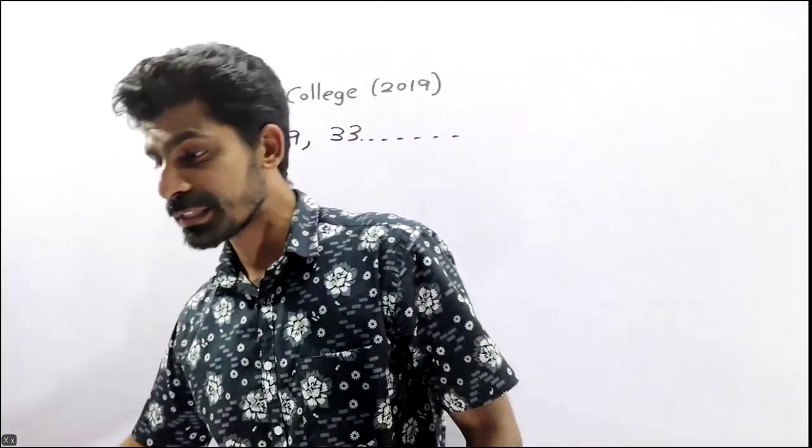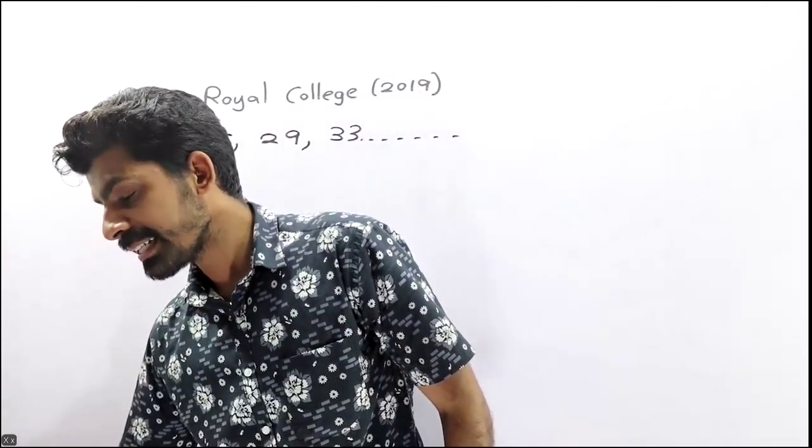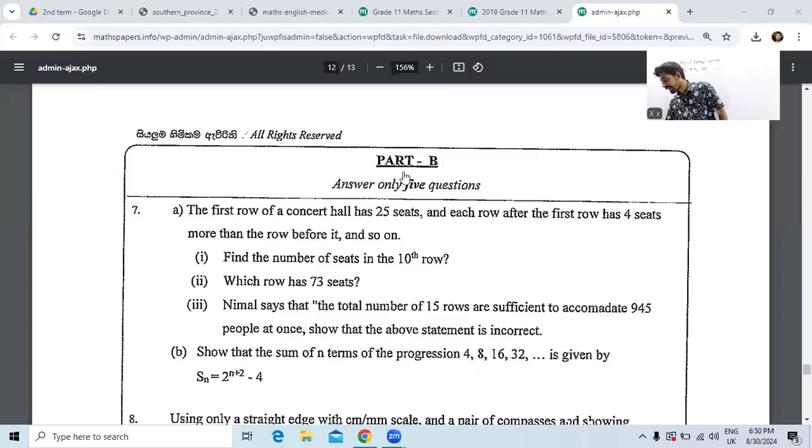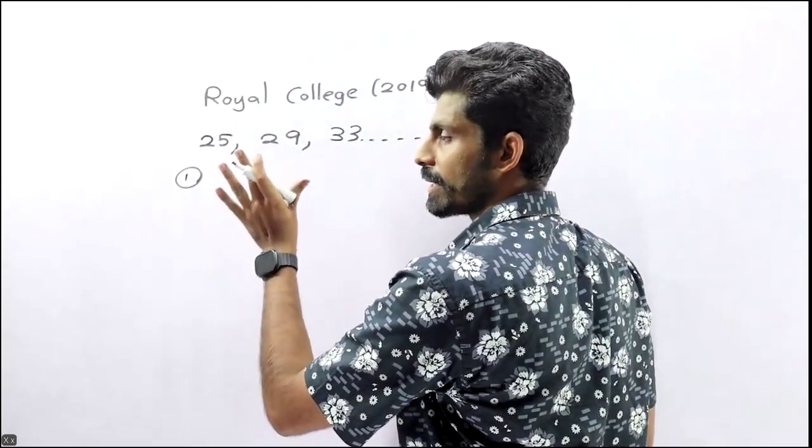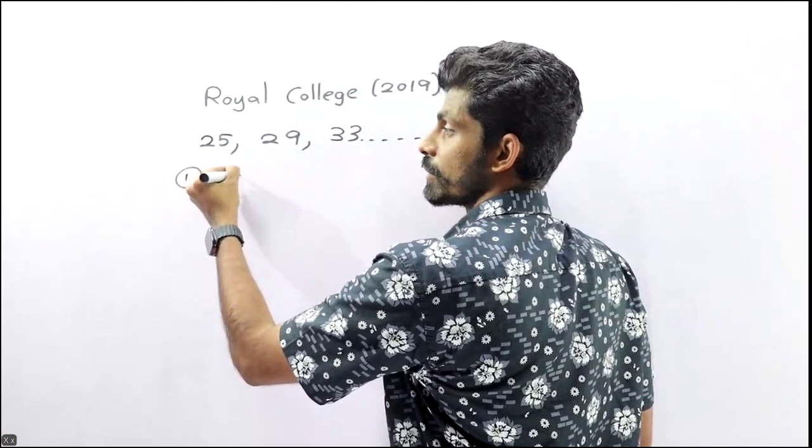What is the first question? They're asking, find the number of seats in the 10th row. How to find out the number of seats in the 10th row?